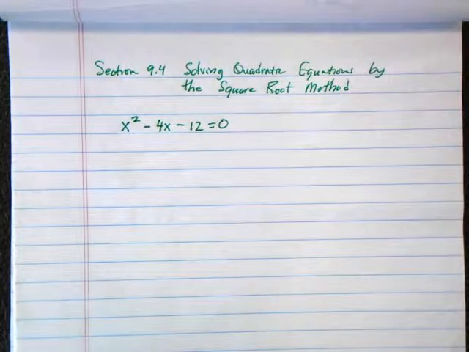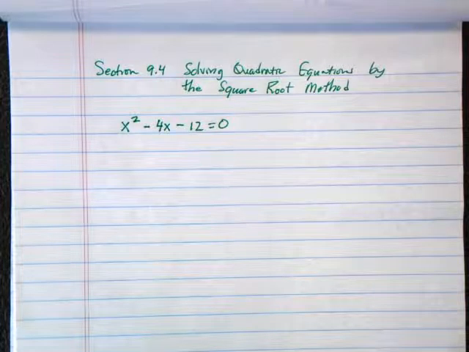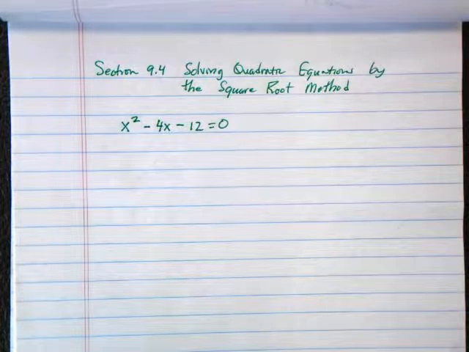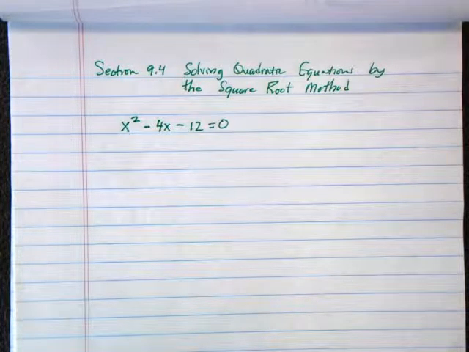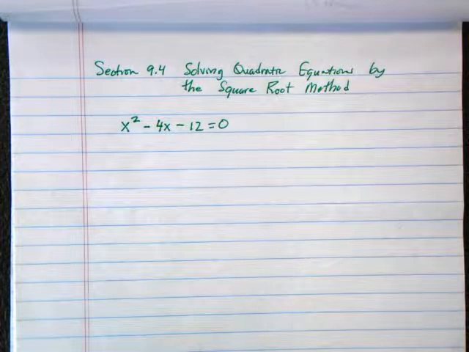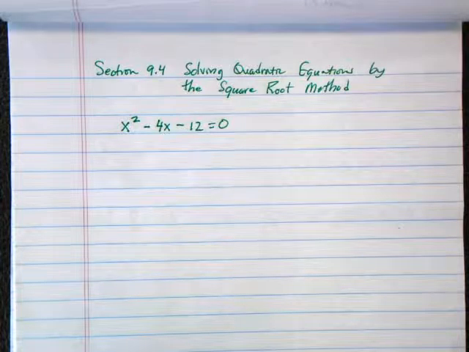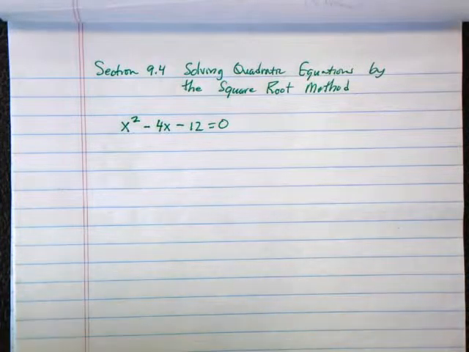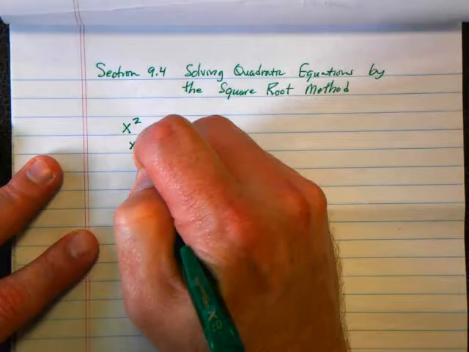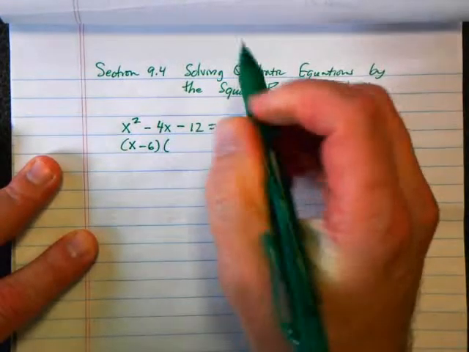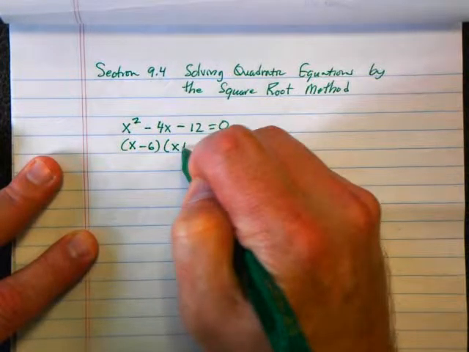How do we solve quadratic equations at this point? We get 0 on one side, and then we factor. This one already has 0 on one side. That's great. Can we factor? Yeah, this one factors as (x minus 6)(x plus 2) equals 0. So we get x equals 6, x equals negative 2.